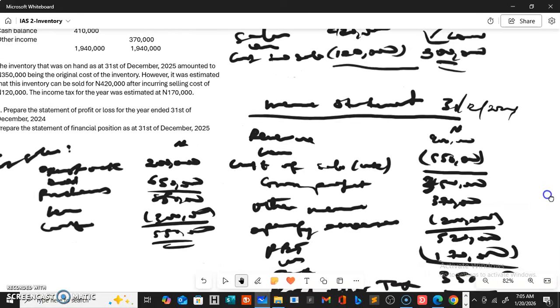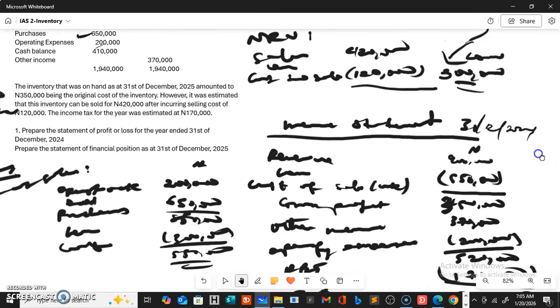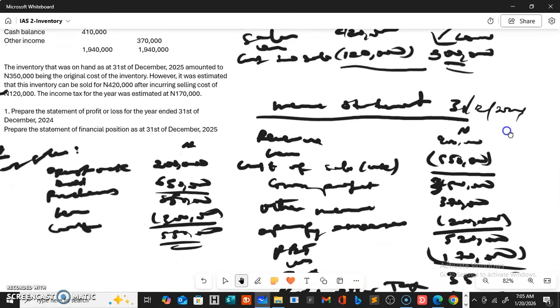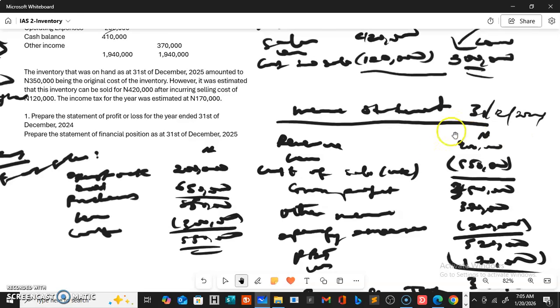So what we did was to calculate the cost of sales, or what we know as the cost of goods sold, to be able to determine our gross profit. We have the revenue as 900,000 from the question. The cost of sales that was done on the workings is 550,000, which we take off from the revenue. We are left with the balance of 350,000. Now we have other income. We add the other income back, 370,000, and less operating expenses of 200,000.